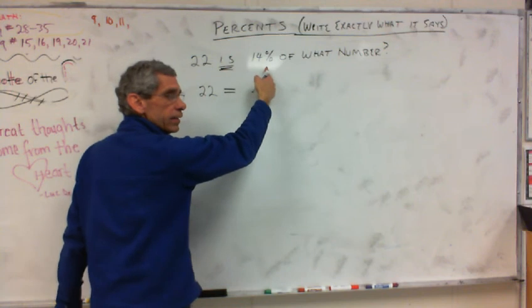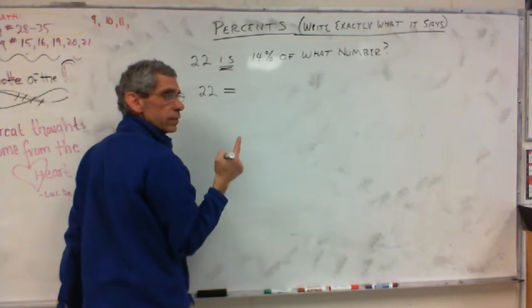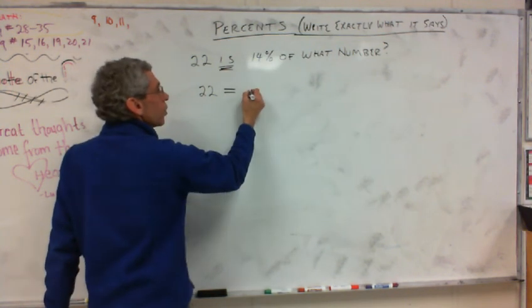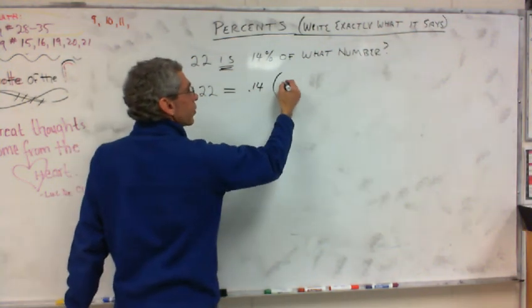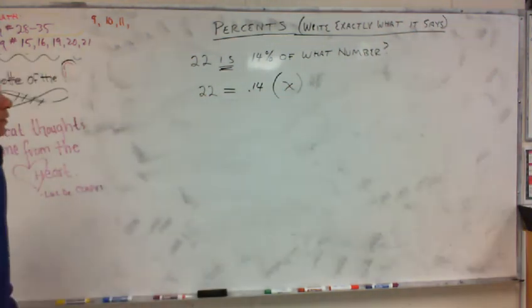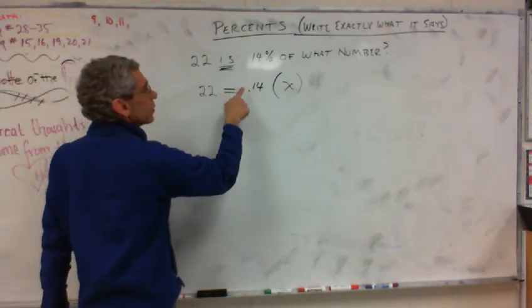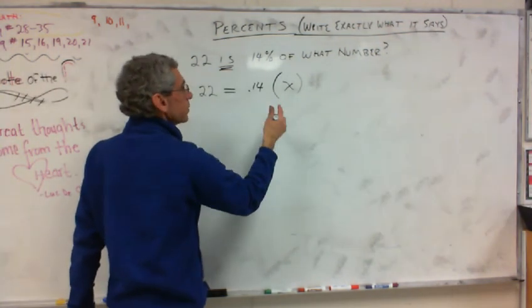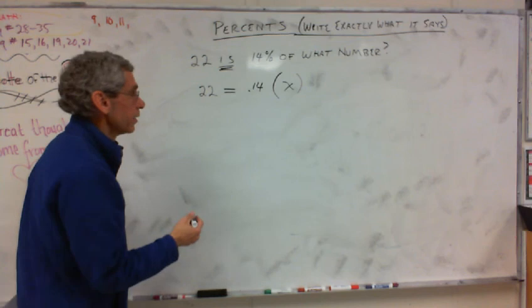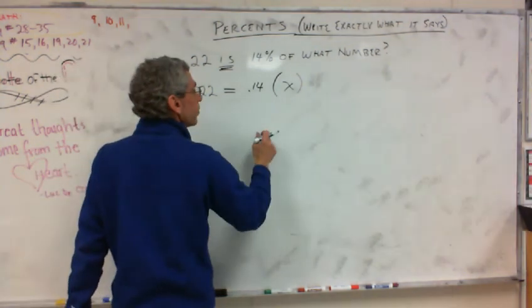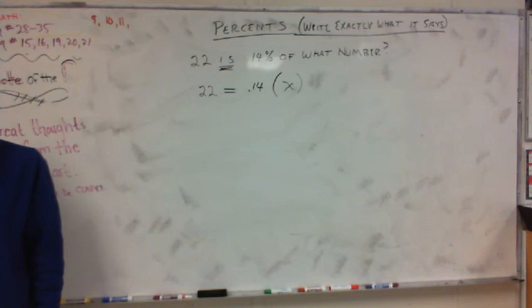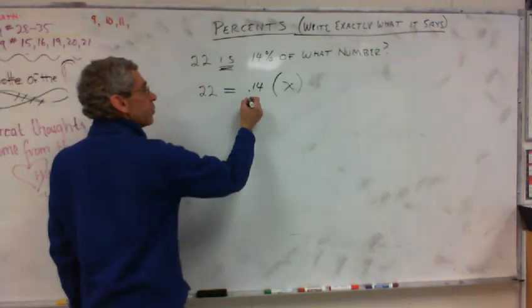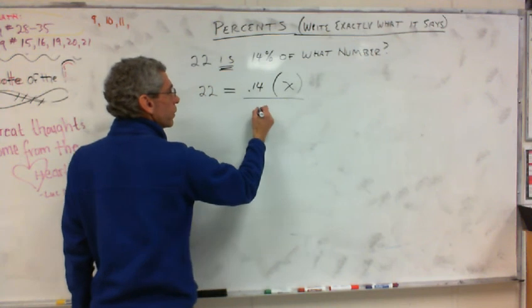No, write that as a decimal. You guys paying attention? 0.14, right? Of what number? X. Okay? Look at that. 22 is 0.14 times x. I don't really need the parentheses here, but that's okay. So what would I do to solve for x? Well, you could divide by the number in front of the variable, 0.14.